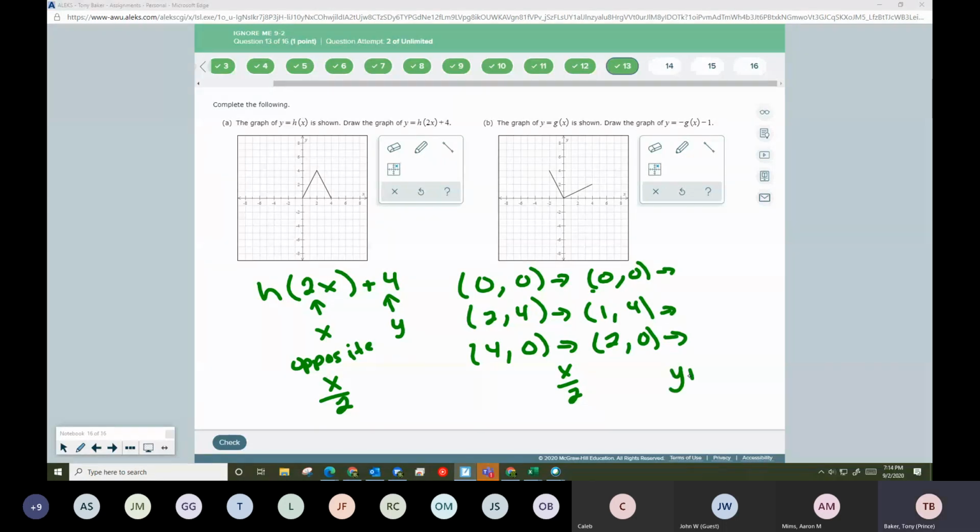And now I'm doing exactly what it says to the y. So it says plus 4, so I do y plus 4. So it's 0, 4, 1, 8, and 2, 4. So now we graph those 3 points. So 0, 4, 1, 8, and 2, 4. And connect the dots.